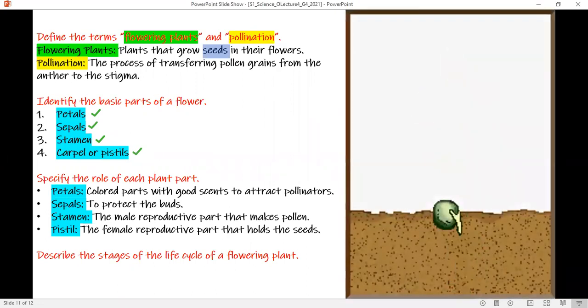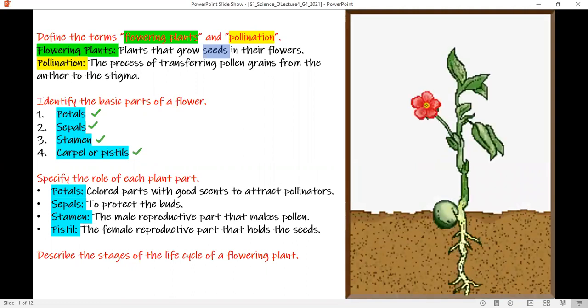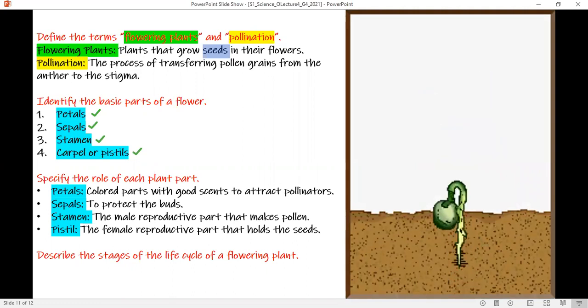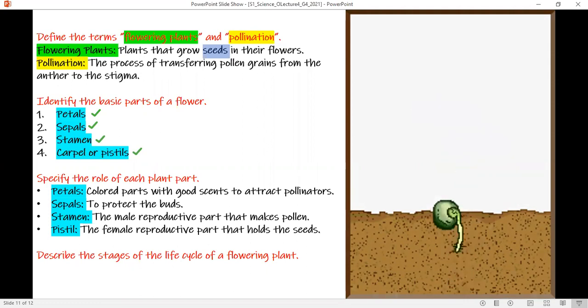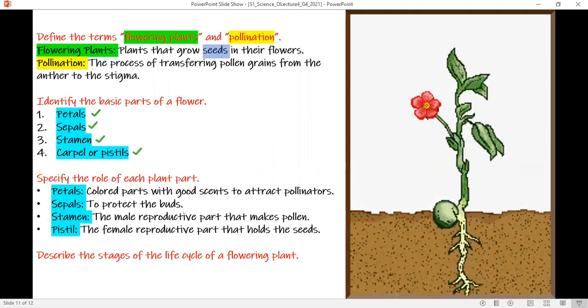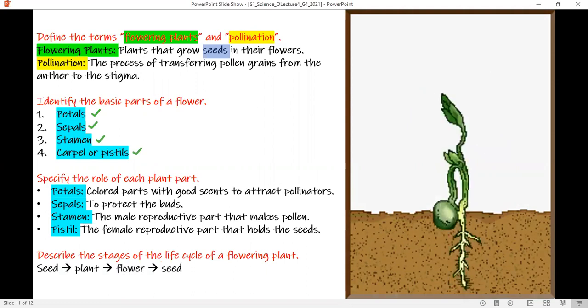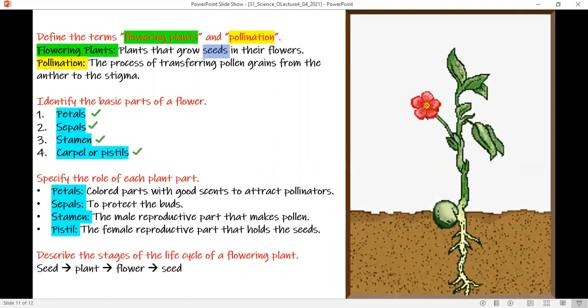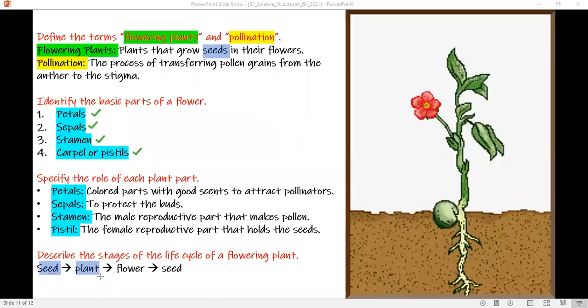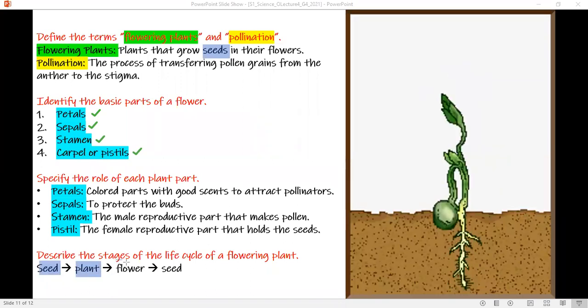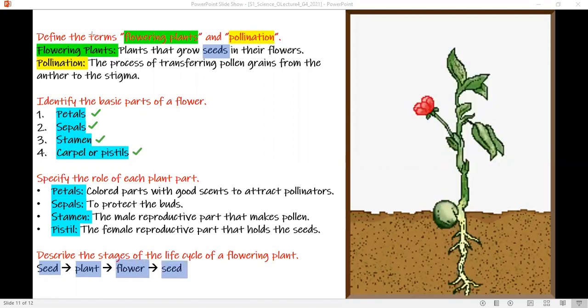Flowering plants have a life cycle. Look at the seed. The seeds planted in the soil grow into a plant. The plant grows flowers, and then the flowers make seeds. So this is the life cycle of a flowering plant. The seed planted in the soil will grow into a plant. The plant grows flowers. The flowers make seeds, and so on.